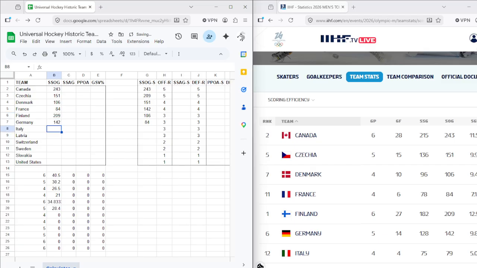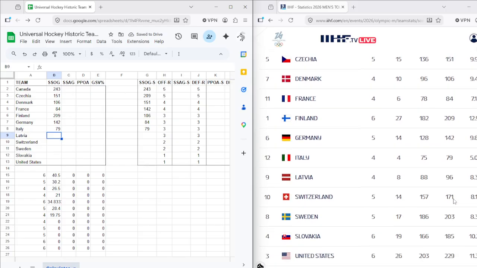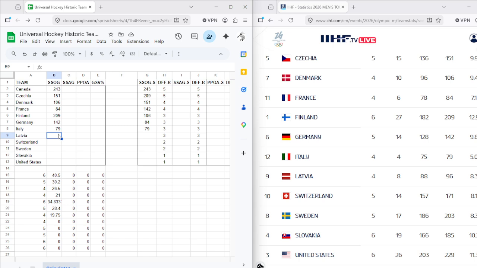Italy is 79. We're looking at the shots on goal column. Latvia is 96.